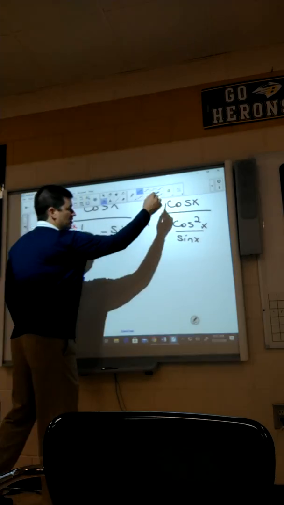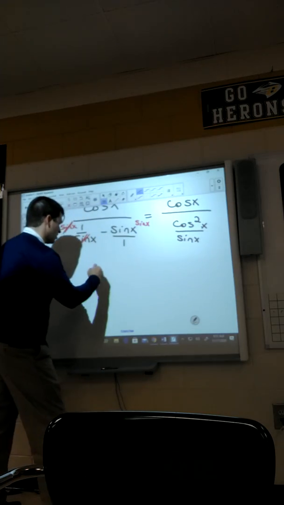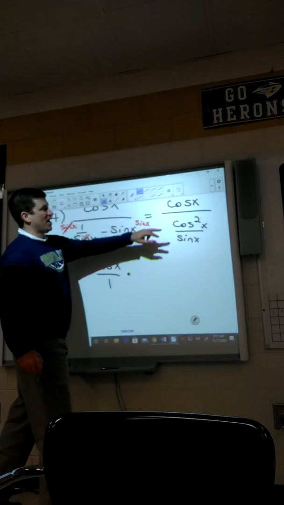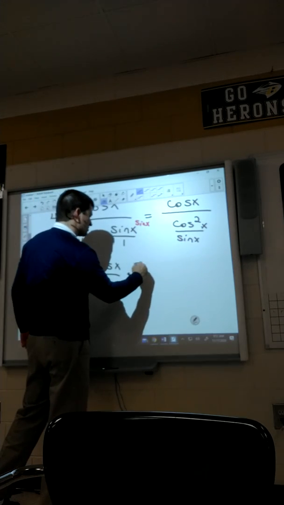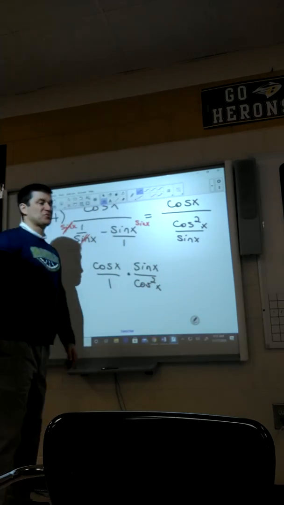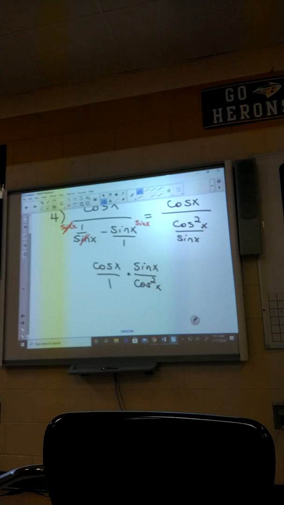Guys, we're now going to do keep, change, flip to finish it out. What is the top? It's cosine over 1. Times, you got to flip the bottom, which will make it sine x over cosine squared. All right, you guys try to finish it on your own. Let's see what we get. Start crossing out, and we'll see what you finish. If I need to stop and explain something again, I will.